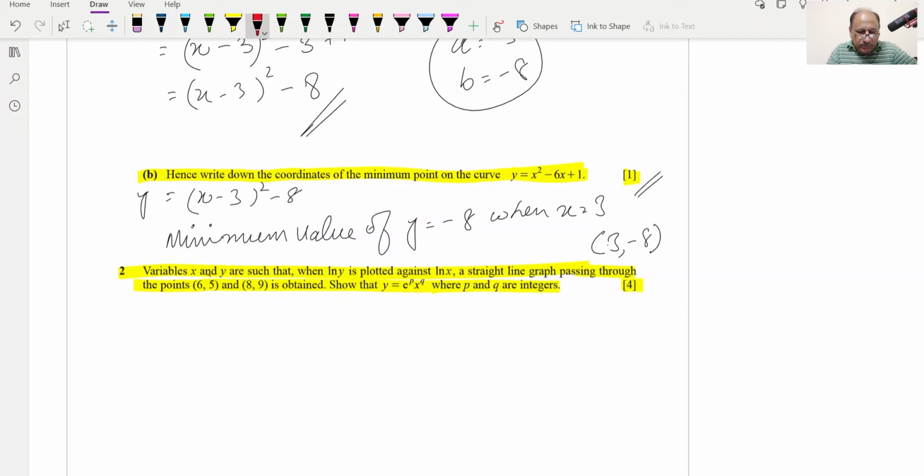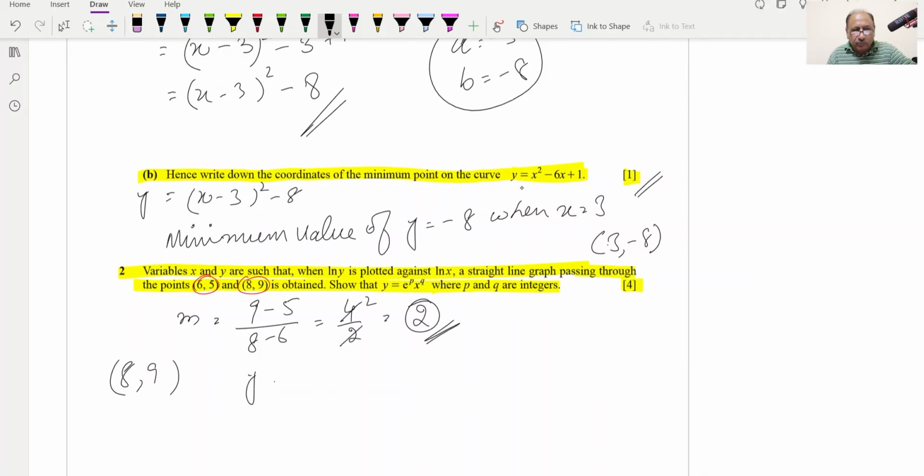So the points are (6, 5) and (8, 9). To find the gradient, m will be the gradient. m is equal to (y2 minus y1) over (x2 minus x1), and this will be equal to 4 by 2, which we can cancel to reach a gradient value of 2. Now we can use the point (8, 9), and the gradient we can write as 2.